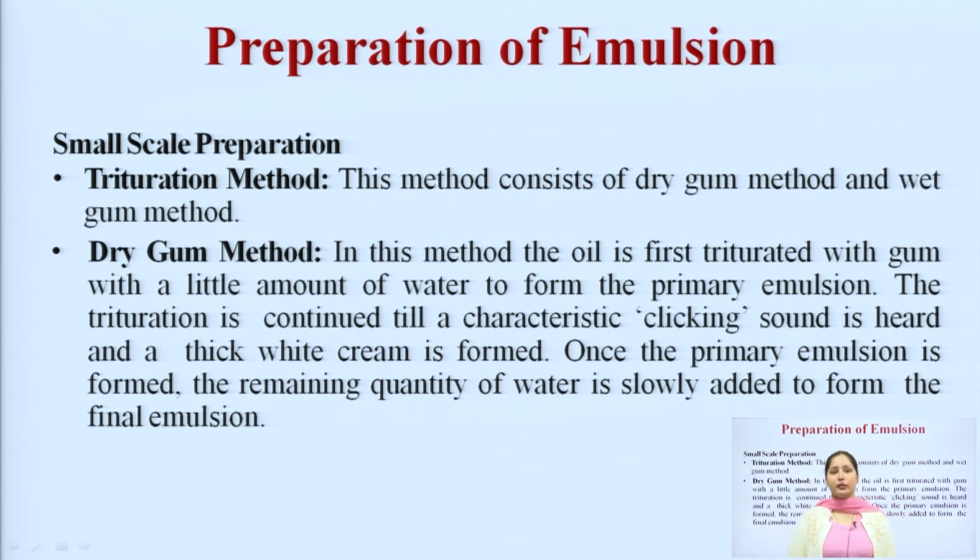So, what we do in this? We first take the oil phase, add the emulsifying agent, that is a gum, and triturate it with a little amount of water to form a primary emulsion. When the clicking sound appears, we understand that the primary emulsion is formed. Once the primary emulsion is formed, we add the remaining quantity of water to make up the volume and the final emulsion.